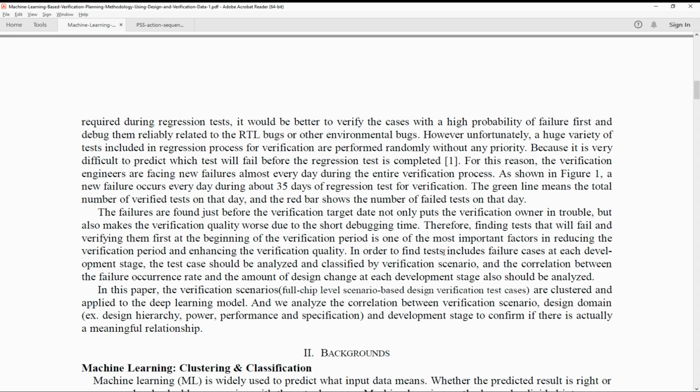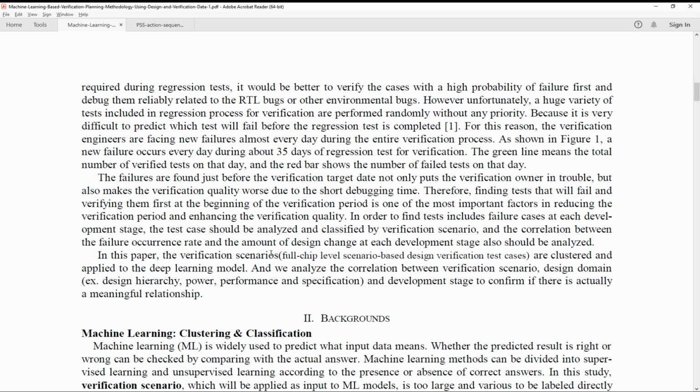In order to find the tests that include failure cases at each development stage, the test cases should be analyzed and classified by verification scenario, and the correlation between the failure occurrence rate and the amount of design changes at each development stage should also be analyzed. In this paper, the verification scenarios, feature level scenarios for design verification test cases, are clustered and applied to the deep learning models. And we analyze the correlation between verification scenario and design domain, for example design hierarchy, power, performance, and specification, and the development stage, to confirm if there is an actual and meaningful relationship.